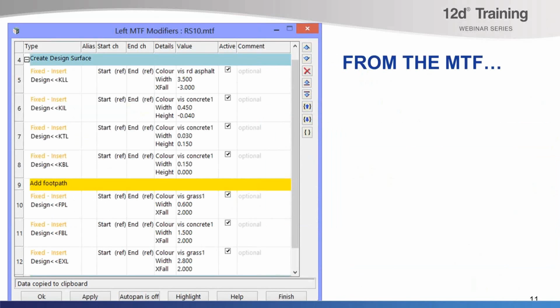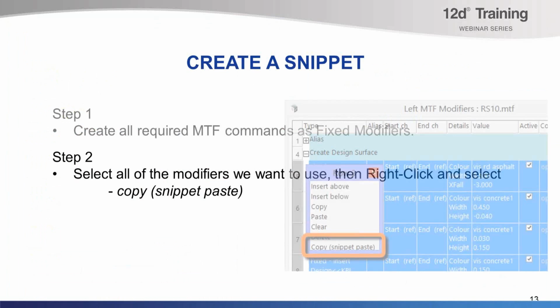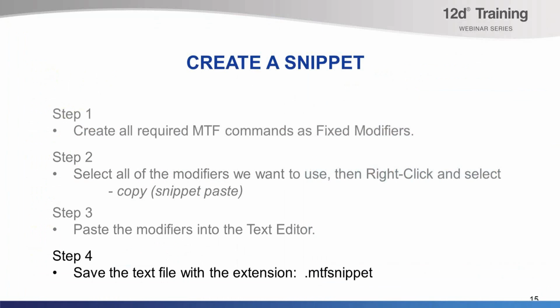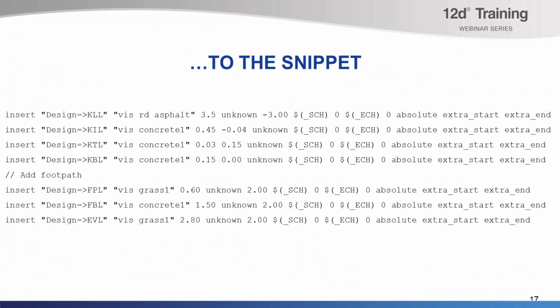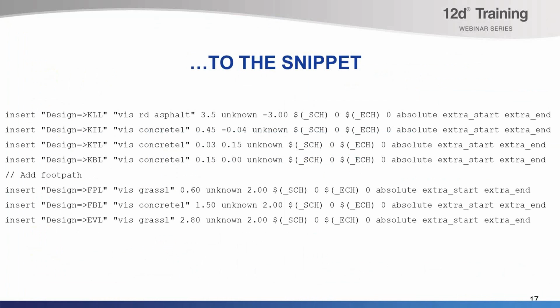So we start off with all our commands in our MTF. Now here we've got a simple road cross-section. We're inserting the carriageway, putting the curb in and some footpaths and some landscaping, that type of thing. So the first step would be we actually create the modifiers in the MTF. We copy those out of the MTF into our text editor using the copy snippet paste into the text editor, and we save the file with the extension MTF snippet. So let's jump into 12D and we'll just create a simple snippet.